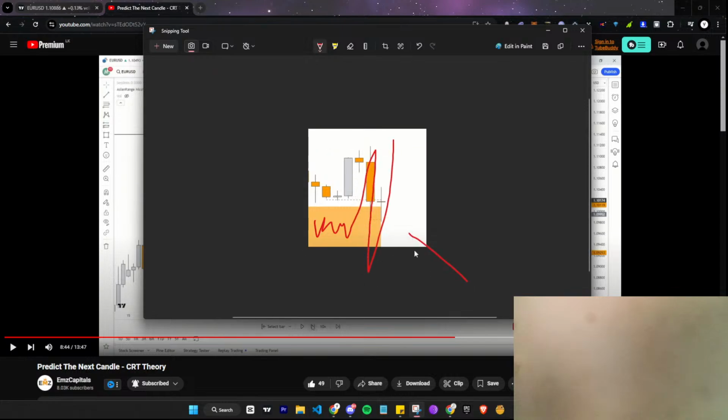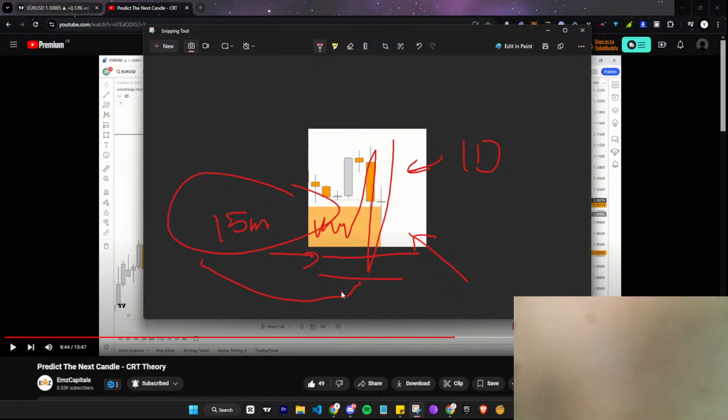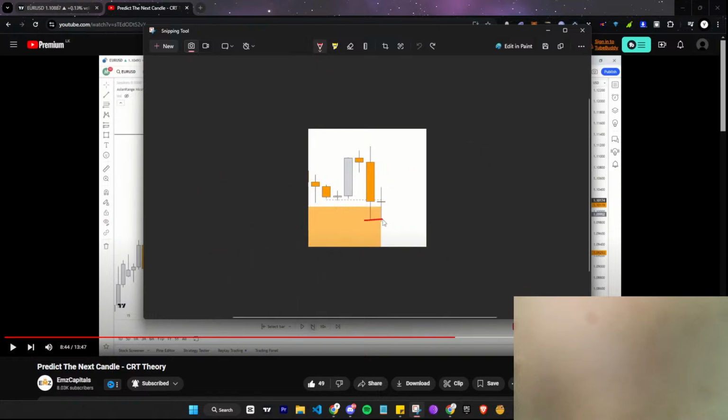So I believe you could back this up with a PD array on the lower time frames. Let's say this was a daily, okay? And let's say on the 15-minute, once you zoom in, you might be able to see some sort of PD array right below, even on the 15-minute, which would support this claim. So what needs to happen is you need to see a candle which is clearly displacing or losing the momentum, for example.